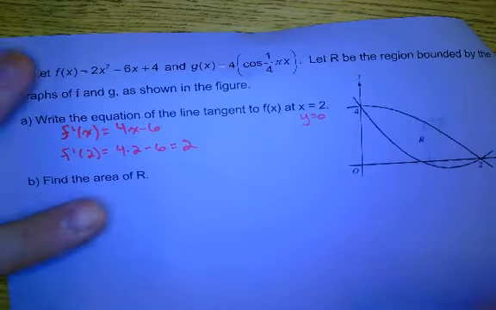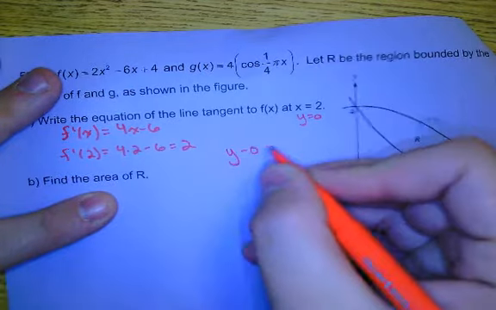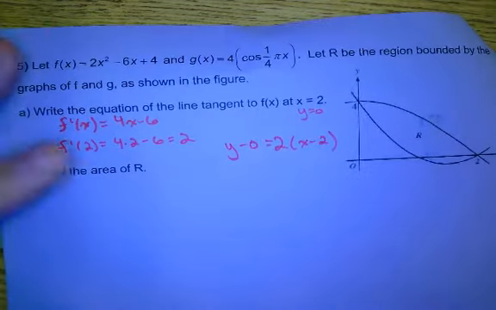So my equation is y minus 0 equals 2 times x minus 2. Do I need that? Okay, fine, whatever. Full credit.